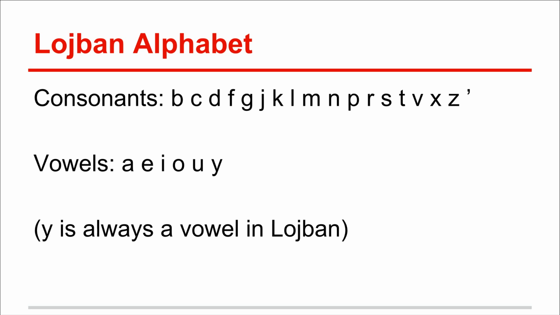You'll notice there are a few letters missing here. We don't use all of the letters. So H is missing, W is missing, Q is missing. I think those are the three that are not used. For the vowels, A, E, I, O, U, and Y. Y is always a vowel in Lojban, and is never a consonant.